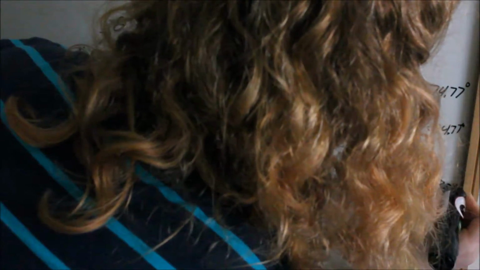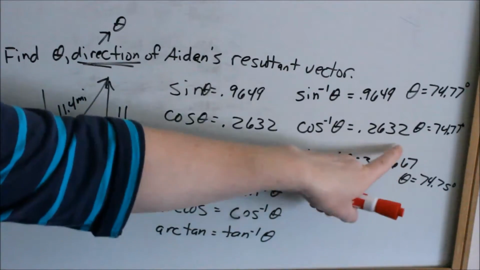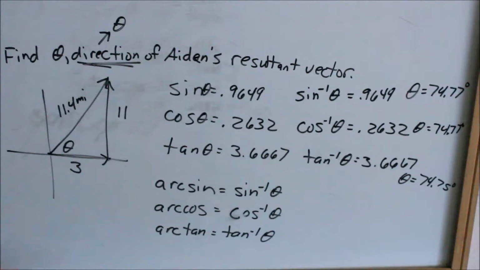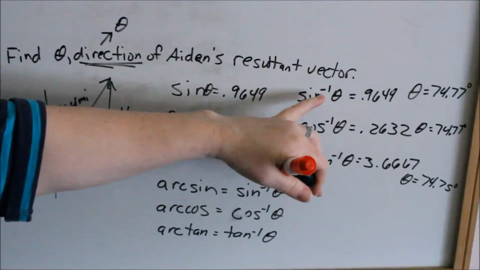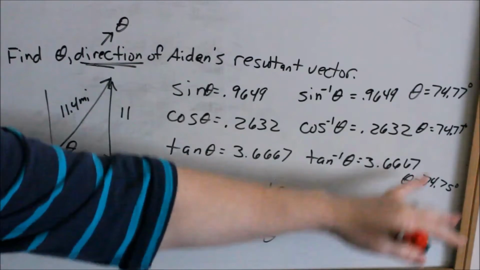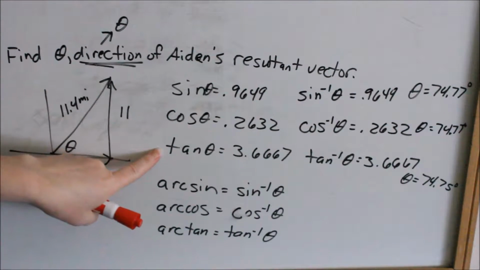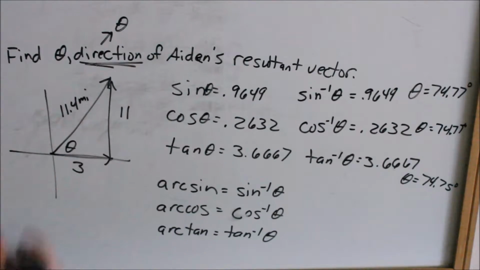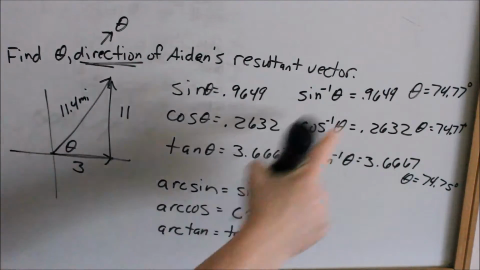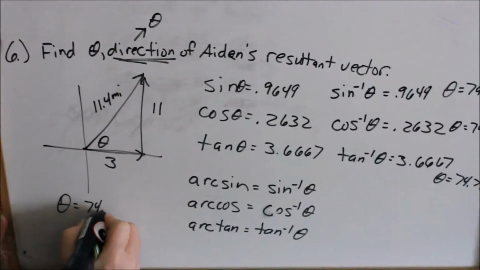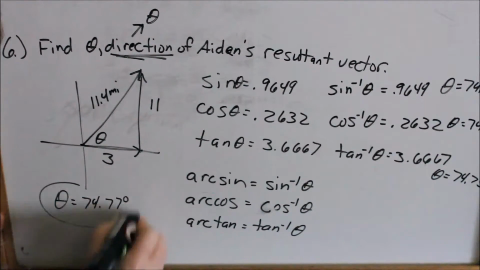So here I got 74.75 degrees, and it's because each one of these gets rounded. So that shows you it doesn't matter which one you use, you will get the same answer for theta. You can use any three of these trig functions to solve for theta. So our answer will be, I'm going to use the 74.77. So theta equals 74.77 degrees.